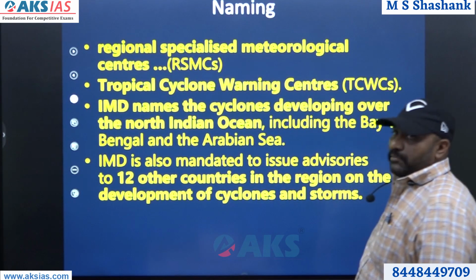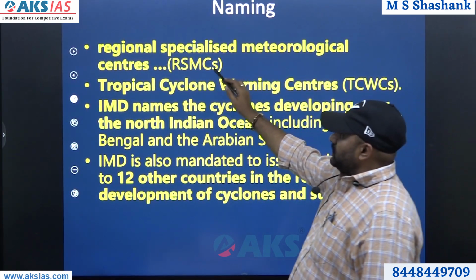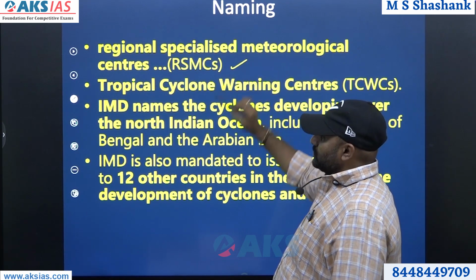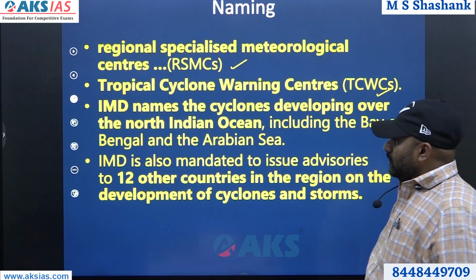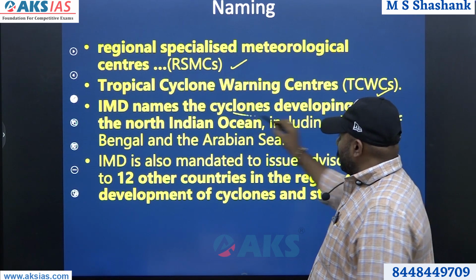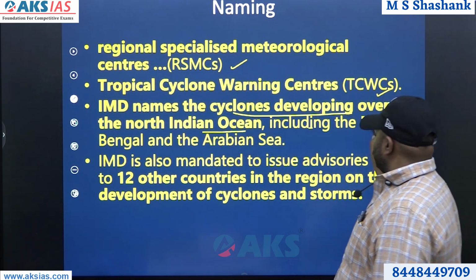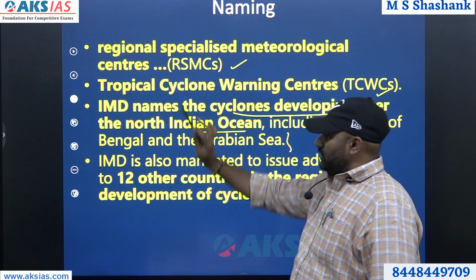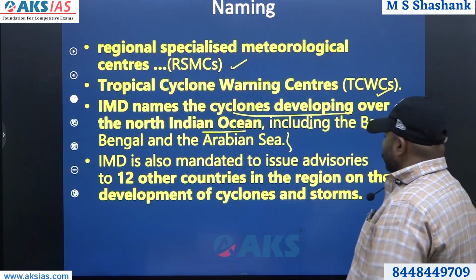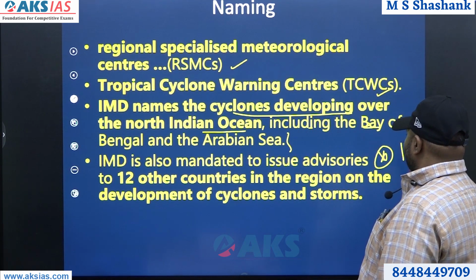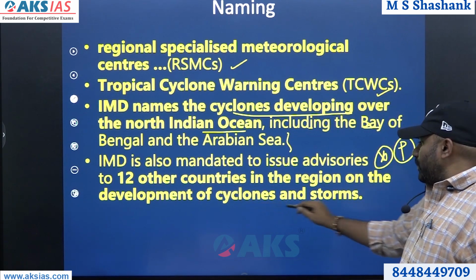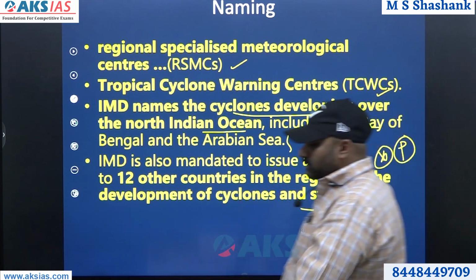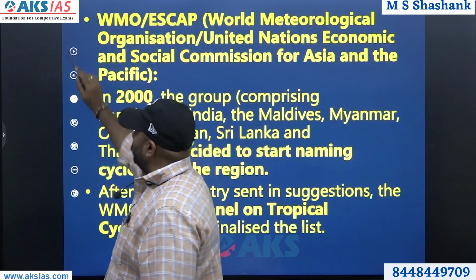Now, who does the naming part? Please be careful with this. Regional Specialized Meteorological Centers, RSMCs. Now, Tropical Cyclone Warning Centers, they will do it. Now, IMD names cyclones developed over North Indian Ocean as well as Bay of Bengal and Arabian Sea. IMD does it. Now, this is very important for your prelims. 12 other countries are also there in the region on the development of cyclones and storms. Now, what is that organization is important.